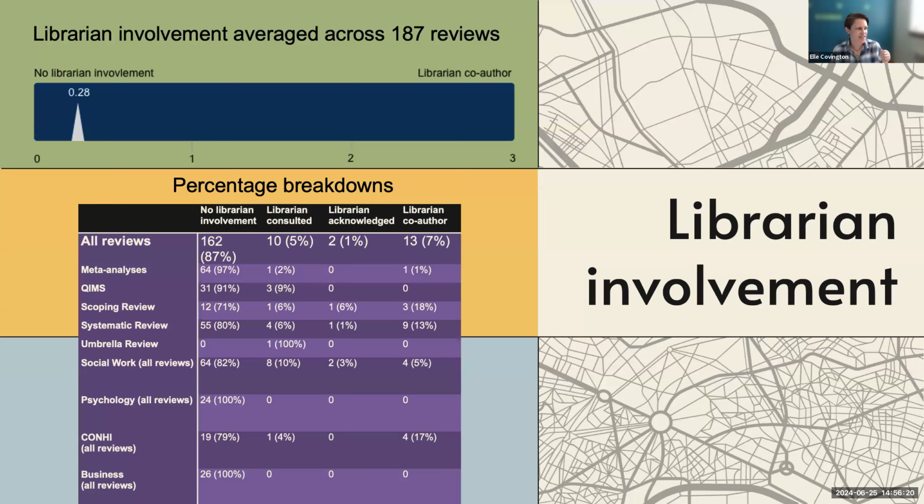You can see that systematic reviews had a higher percentage of having some librarian involvement, specifically that librarian co-author at 9% down there. And then social work and our nursing and health innovation both had a little bit more librarian involvement than some of our other colleges and departments.